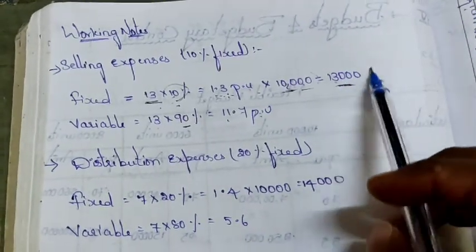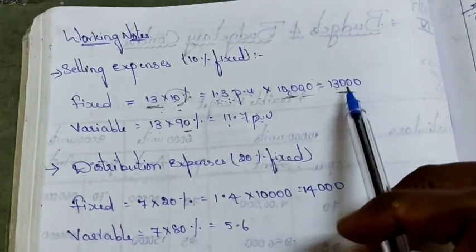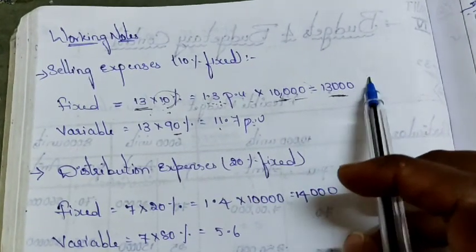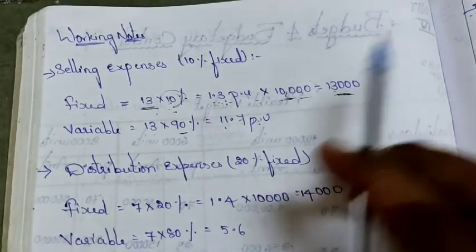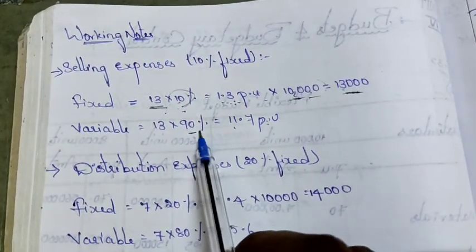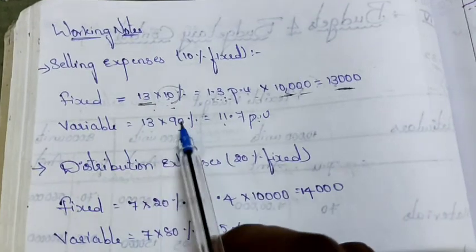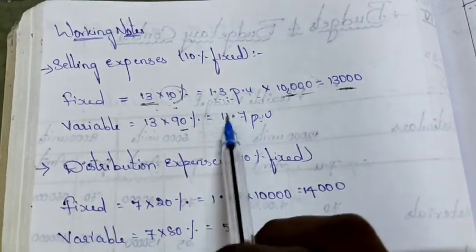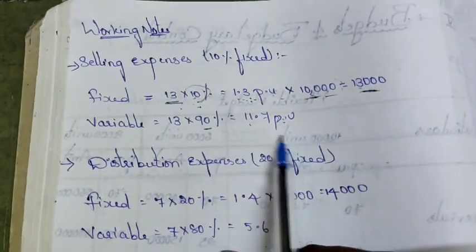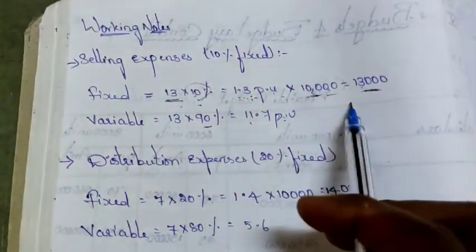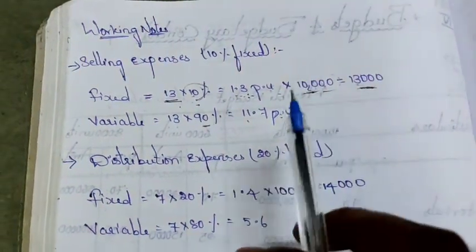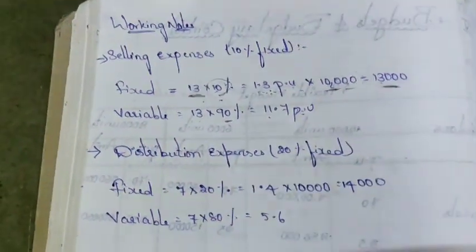Nothing but for 10,000 units you have to take 13,000, for 6,000 units you have to take 13,000, for 8,000 units also you have to take 13,000. Per unit will be changed over there. Next variable: if 10% is fixed, remaining 90% will be variable in 13 rupees. So 13 rupees into 90% is equal to how much? 11.7 per unit. Have you understood? In case of variable, per unit will be same for all the units. In case of fixed, amount will be same.